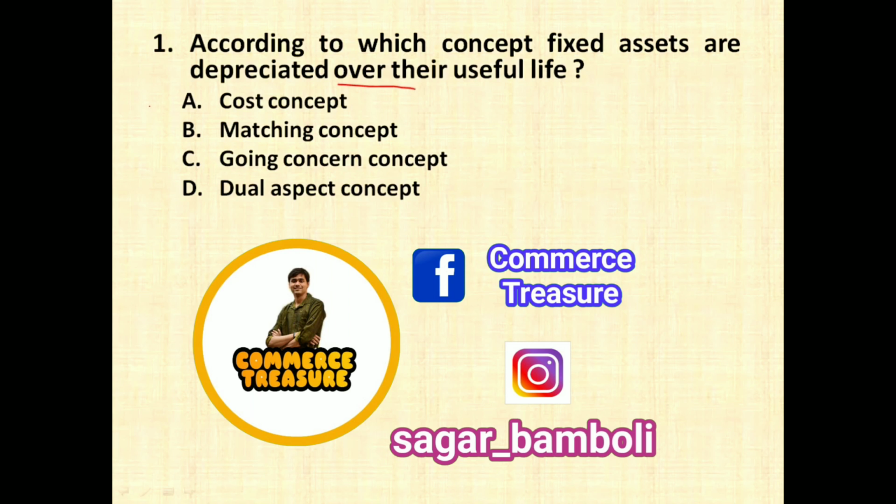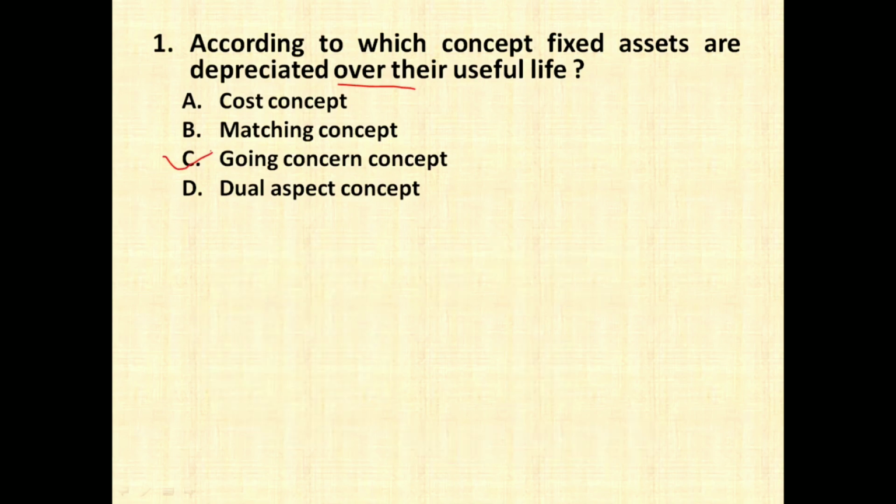So the right answer for the concept which says that the fixed assets are depreciated over a period of their useful life is your going concern concept, because it estimates that the business is going to continue for a long period of time, and because of that we have to record the assets and keep on depreciating and transfer the remaining balance to the balance sheet.